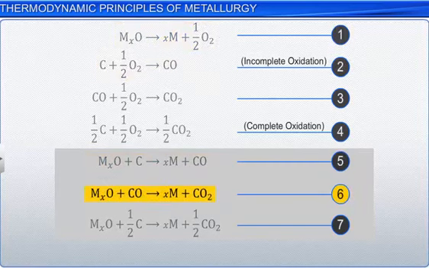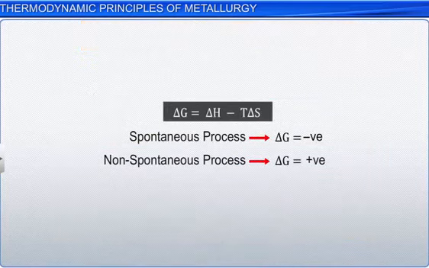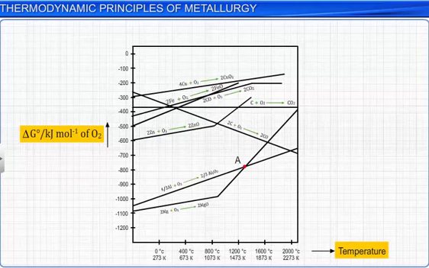Now, if the overall value of delta G is negative for these coupled reactions, then the reaction will be feasible. As discussed, a sufficiently high temperature favors negative delta G. The position of the line in the Ellingham diagram for a given reaction shows the stability of the oxide as a function of temperature.